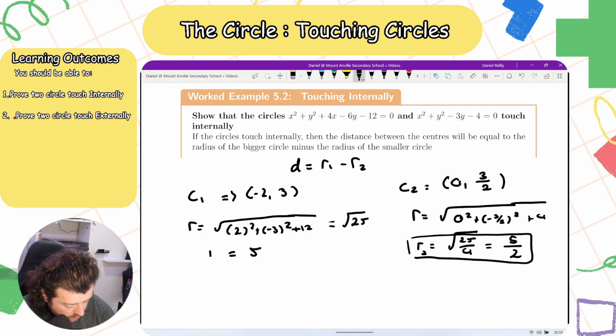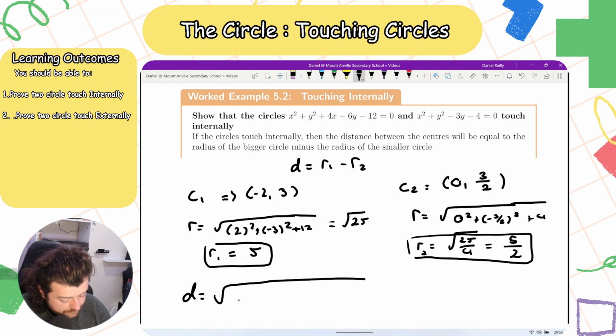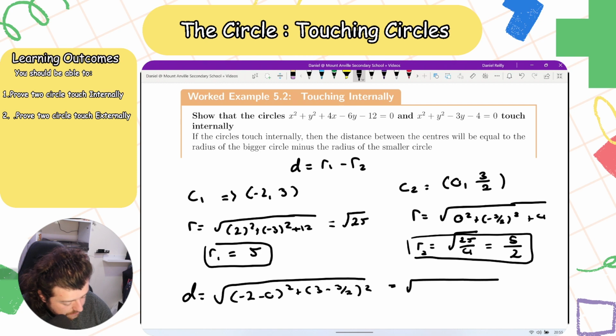So there's my two radiuses and my two center points. Let's calculate the distance between the two points now. So I'm going to have (-2 - 0) squared plus (3 - 3/2) squared. That is going to be (-2) squared plus, just plus, (3/2) squared.